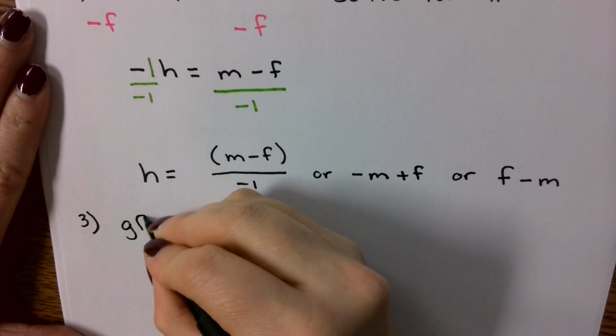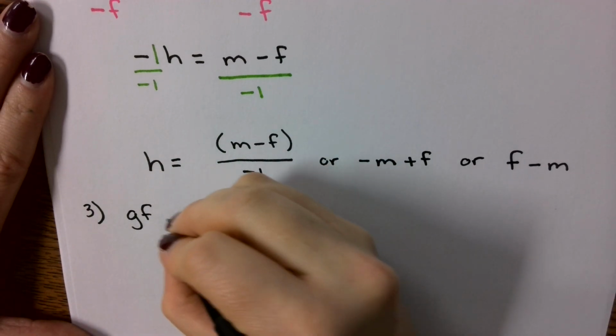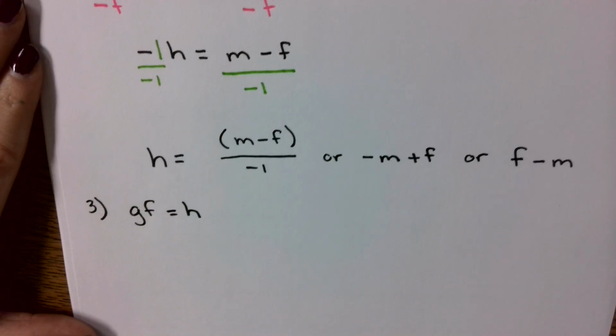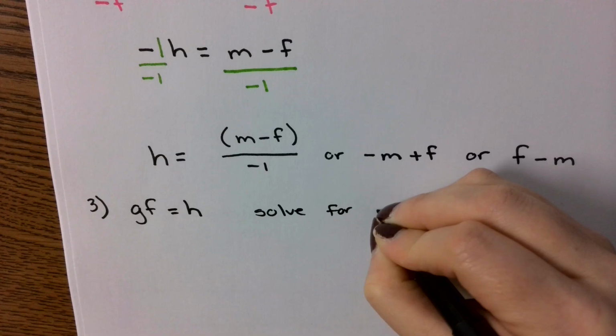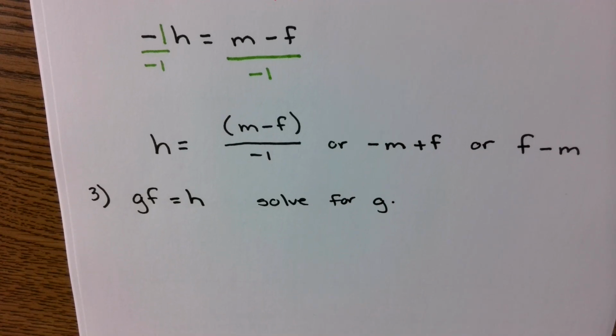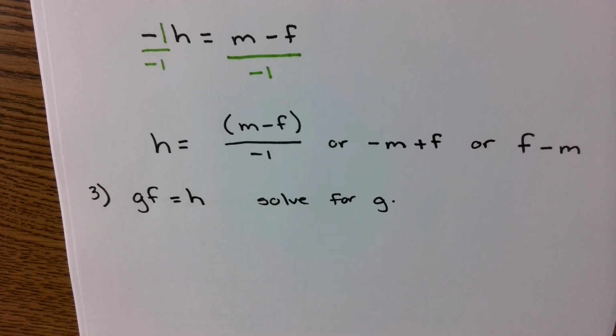This is a simple one. We have g times f is equal to h. And I want to go ahead and solve for g. So what are we going to do to get g isolated? I want to get g all by itself.